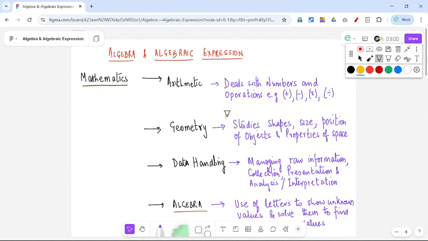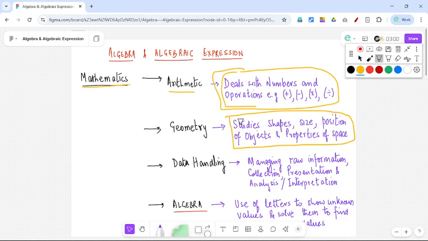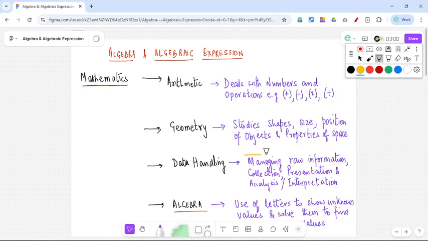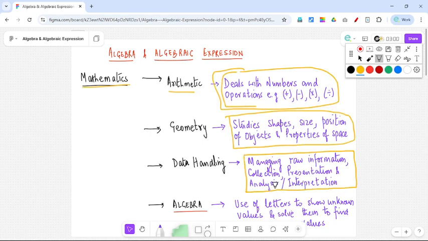Next branch is geometry, which involves study of shapes, size, position of objects, and properties of space. Next branch is data handling, which involves managing raw information, including collection, presentation, and analysis or interpretation of that information.